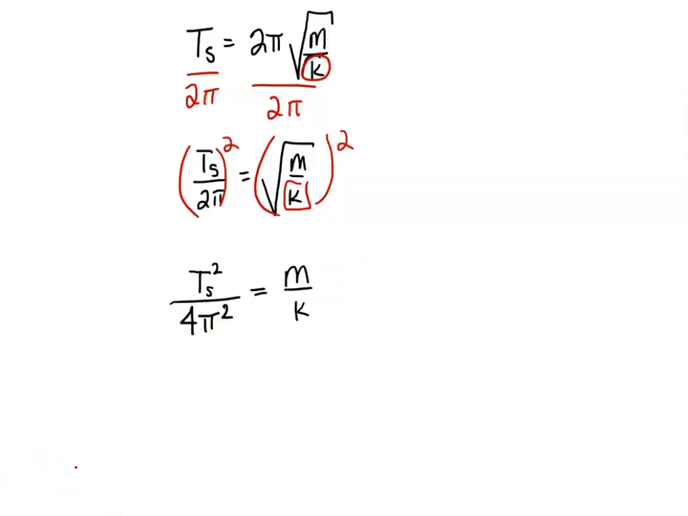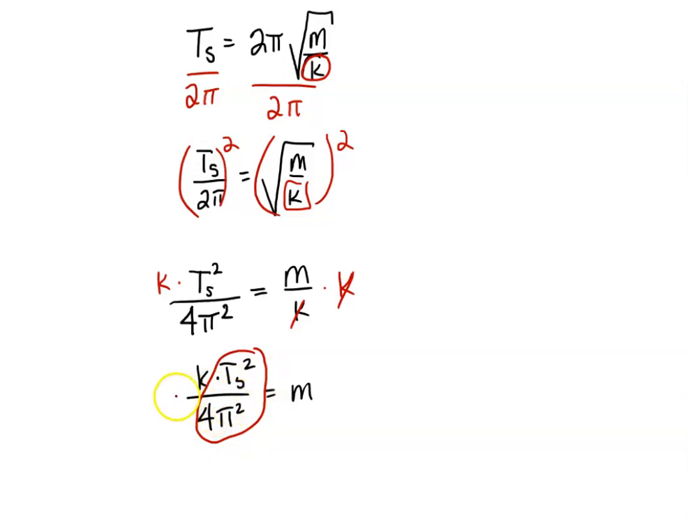So now, since the k is in the denominator, I need to get it out of the denominator. So I'm going to multiply both sides by k. Now, if I was actually solving this for m, here's the answer. We'd be done. So k times t sub s squared divided by 4 pi squared is equal to m. But since I'm looking for k, my next step is going to be to get rid of all of this. And I can just divide by t sub s squared on both sides and then multiply both sides by 4 pi squared. Or I'm going to just multiply by the reciprocal of this fraction.